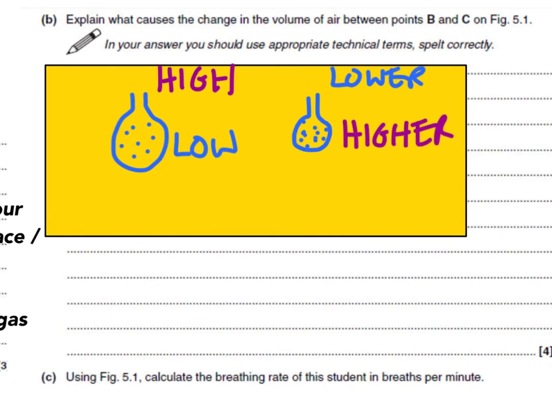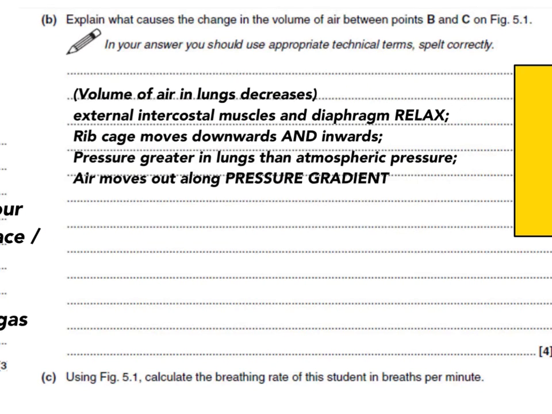So before, we had a lower pressure in the lungs and a higher one outside, so that's why air was moving in. But now, after those changes, we now have a higher air pressure in our lungs and a lower environmental atmospheric pressure. So now we have a pressure gradient, so air will move along the pressure gradient. So pressure greater in lungs than atmospheric pressure, so air moves out along a pressure gradient.